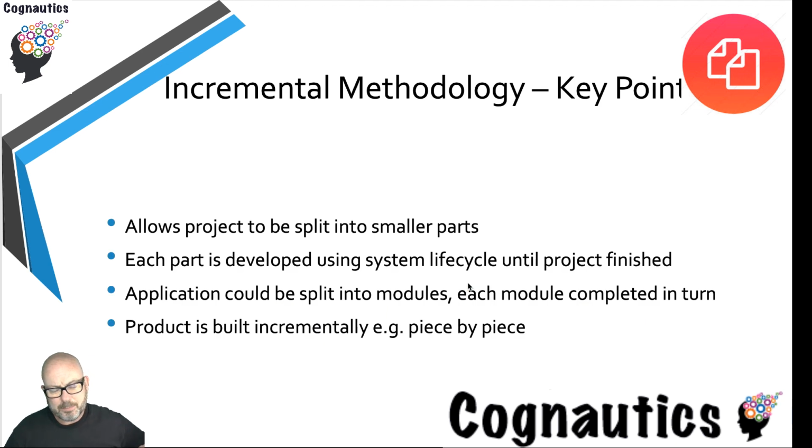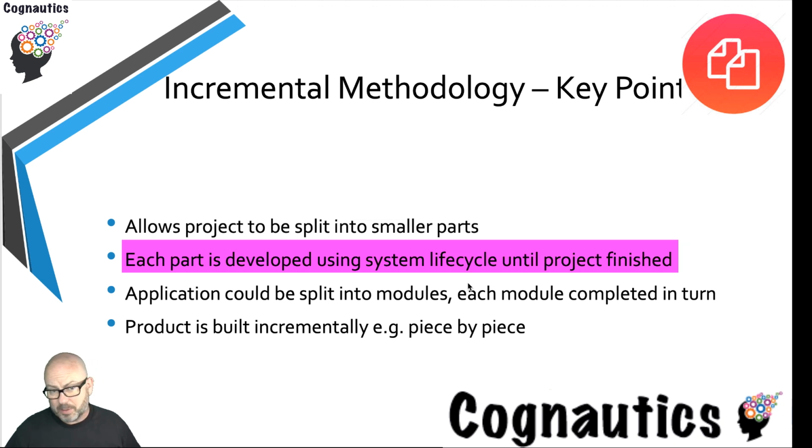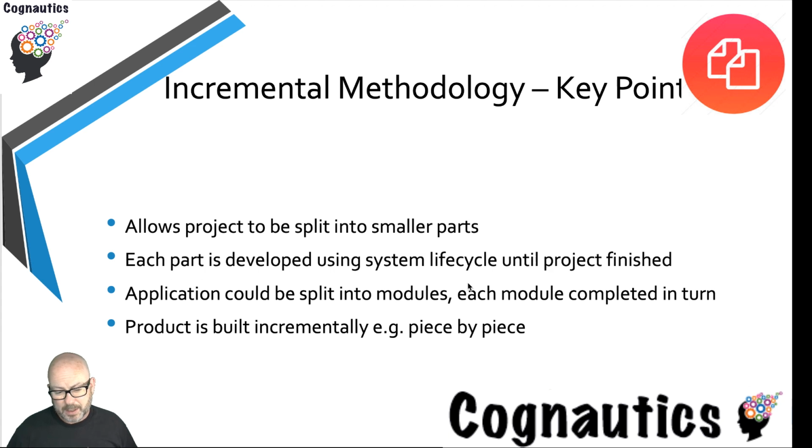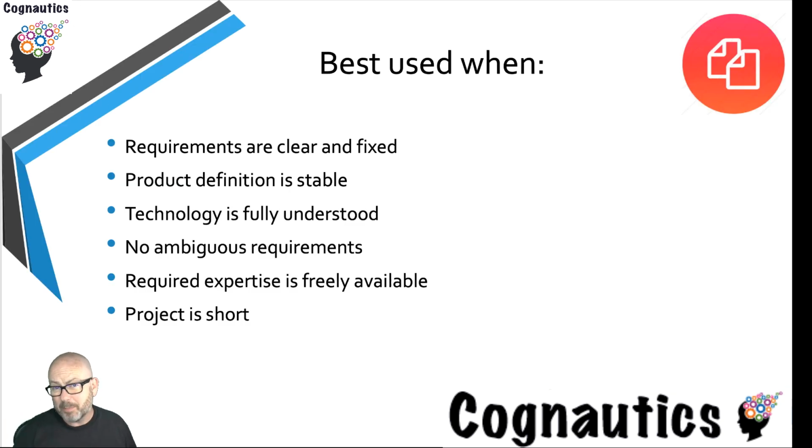If we look at the key points of this model, the first one is the fact that it allows a project to be split down into smaller parts, and each part is developed using the system lifecycle that we've looked at before. And of course we've established that it's built incrementally, hence it's called the incremental system, piece by piece. So once all of that's achieved, we then need to look at the advantages and disadvantages of this system. What sort of projects might benefit from a system such as this?